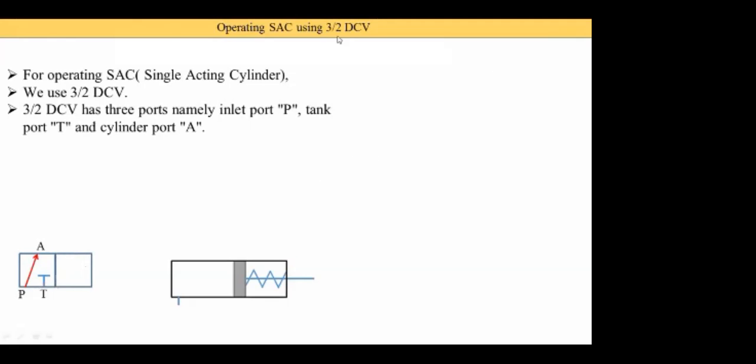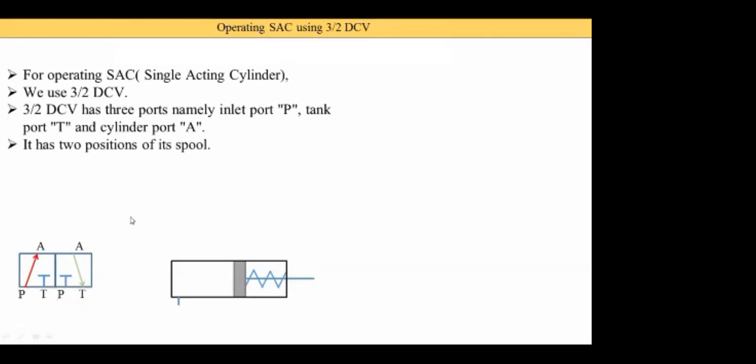Now here you see this is the second position, because here 3x2 is written. 2 means 2 positions. In the second position also the 3 ports are there: port A, port T and port P. So in the second position, the P port is closed, meaning the oil is not supplied from the pump to the cylinder. And here you see this is the down arrow. This down arrow indicates the oil is supplied from the A port to the T port. Now let's understand in detail how it's working.